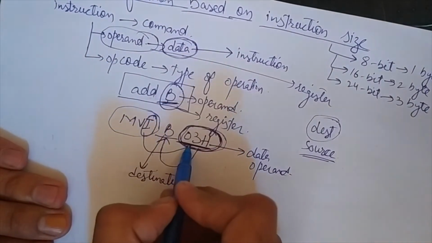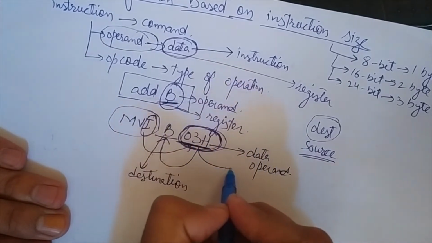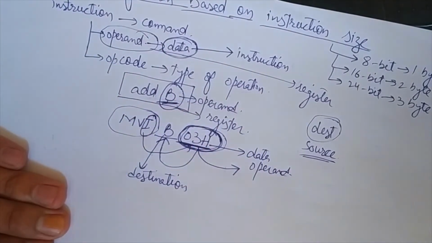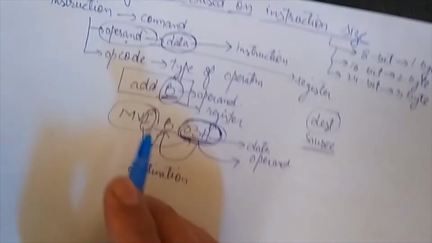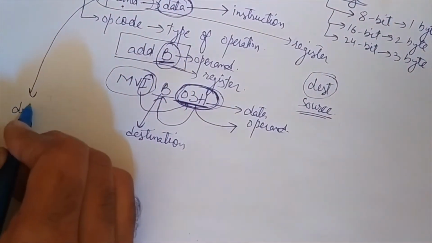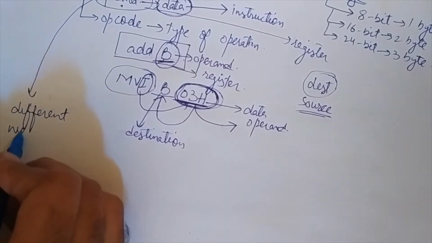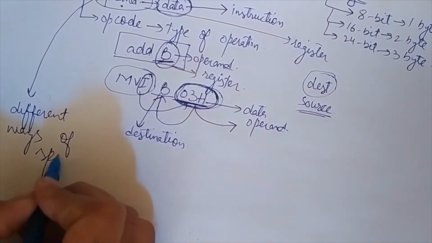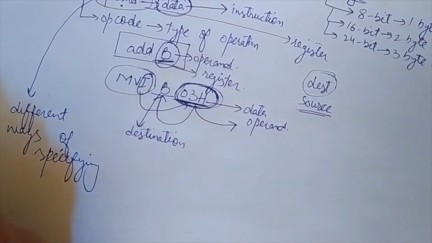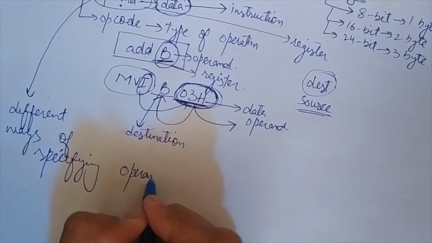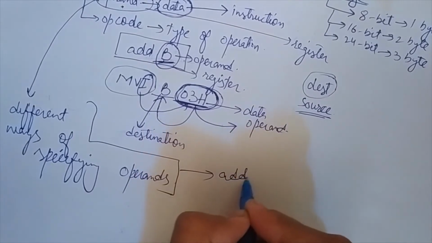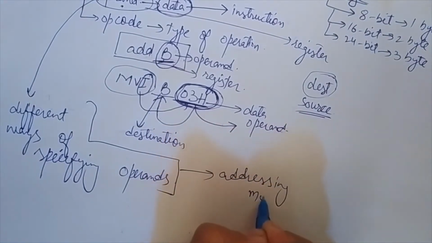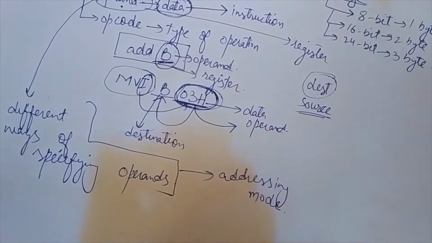If the value is present in the instruction itself, then this is another form of specifying the operand to an instruction. So there are different ways by which we specify an operand to an instruction. Different ways of specifying operands. And this is called an addressing mode. So what do we mean by an addressing mode? Addressing mode means the different ways of specifying operands in an instruction.